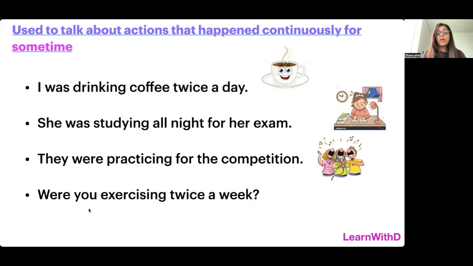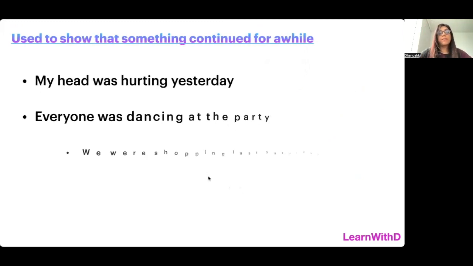Then the next one, were you exercising twice a week? Now, this is in a question form, okay? So, were, the verb to be, were you exercising twice a week? Here as well, he has been exercising twice a week for some time or continuously. Okay, all right, let's look at the second use. Used to show that something continued for a while. Right, let's look at some examples.